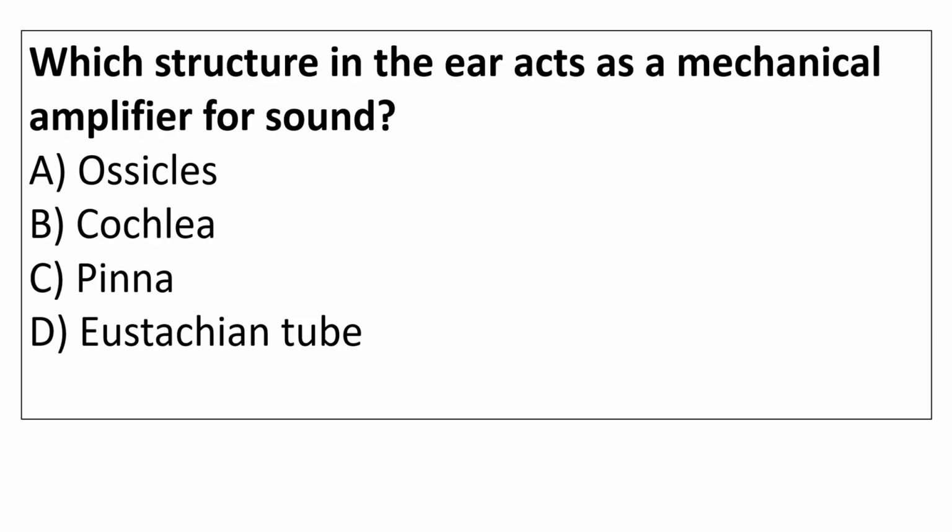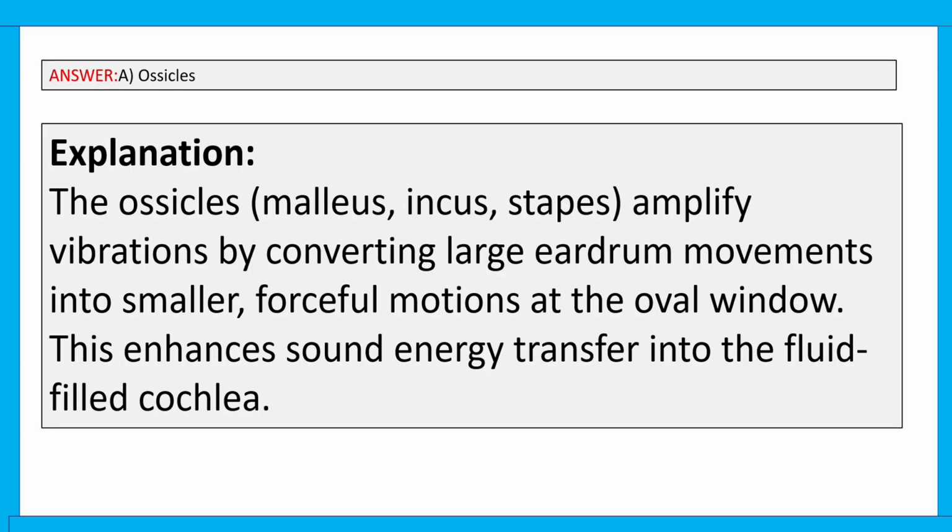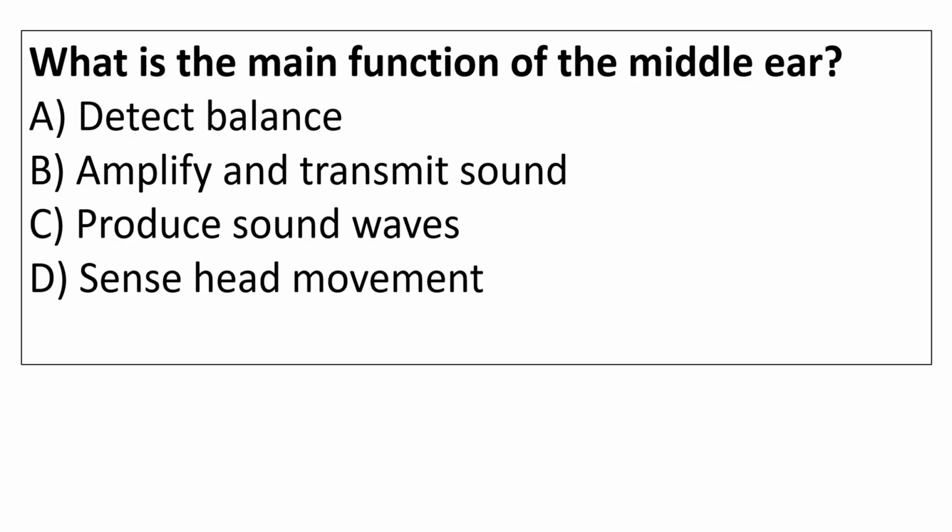This structure in the ear acts as a mechanical amplifier for sound. Option A, ossicles, option B, cochlea, option C, pinna, option D, Eustachian tube. The right answer is option A, ossicles. The ossicles, malleus, incus and stapes, amplify vibration by converting large air movements into smaller, forceful motion at the oval window. This enhances sound energy transfer into the fluid-filled cochlea.